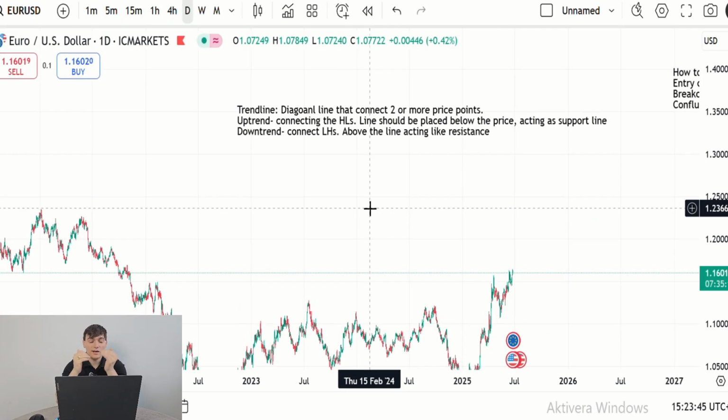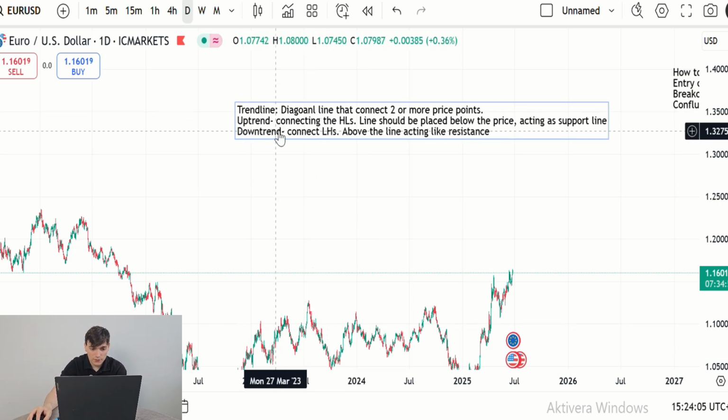So what is a trend line? A trend line is a diagonal line that connects two or more price points, and it helps you visualize the direction of the market more clearly. So this is really important. It has to be at least connecting with two price points, not one, but I think that's pretty obvious.